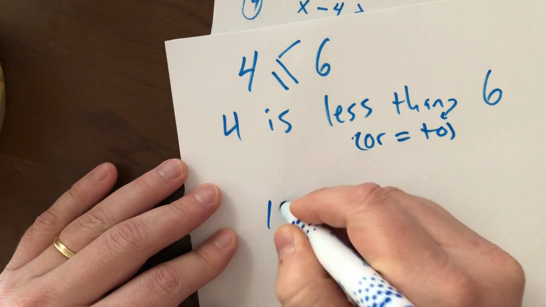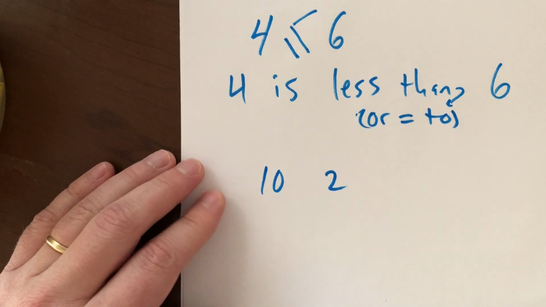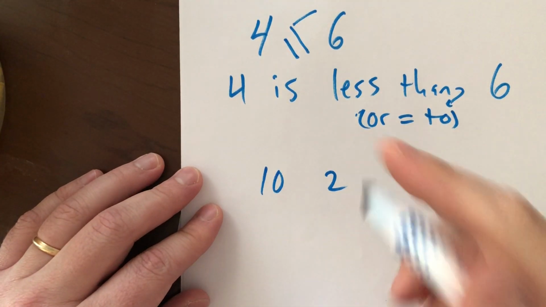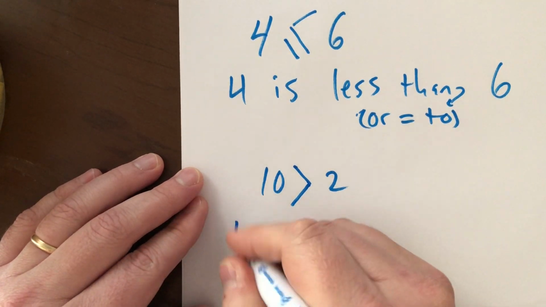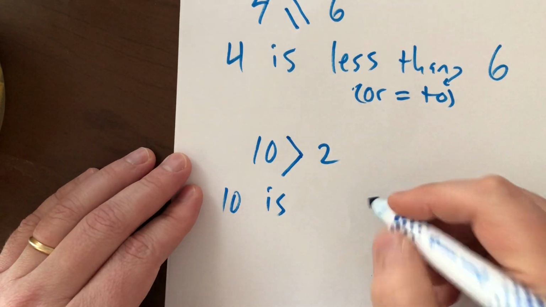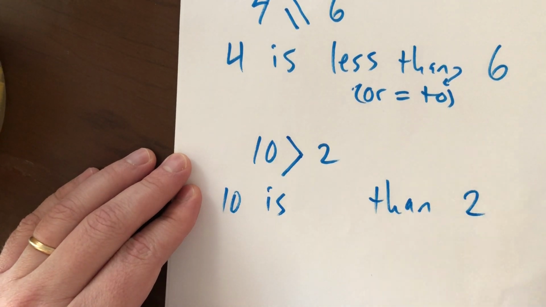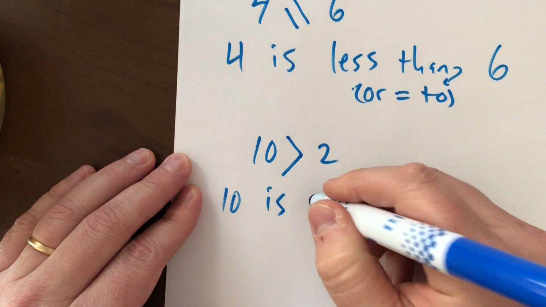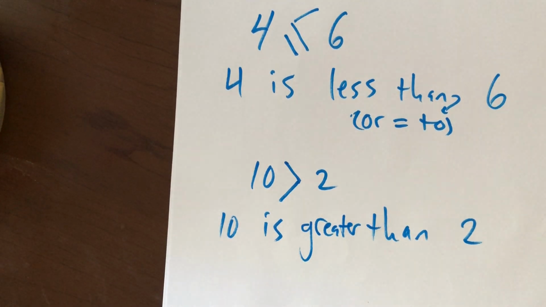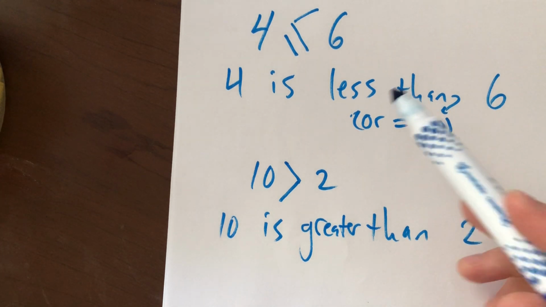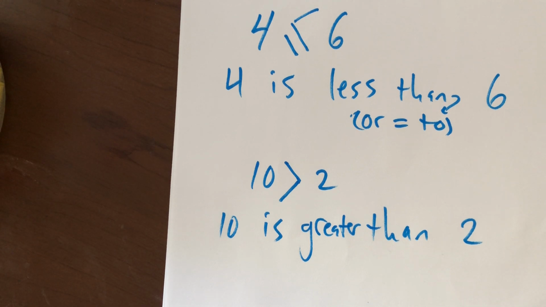So let's try it again. Let's do 10 and 2. Well, we know the mouth eats the bigger one. 10's the bigger one. And so now I can say 10 is greater than 2. That's how I remember how to read these, honestly. If I ever forget, I just kind of picture a situation with 2 random numbers, and I go, which way does the mouth go? Oh, right, that means that it's this way.